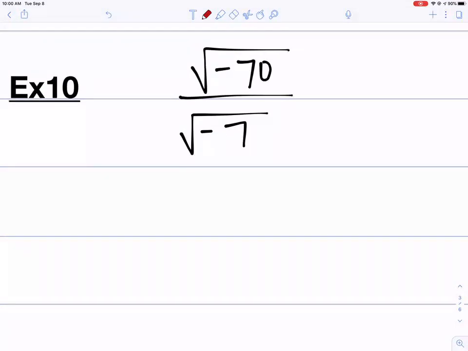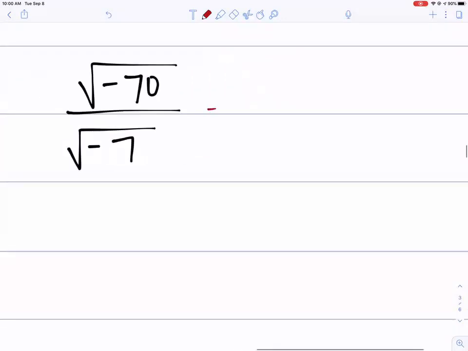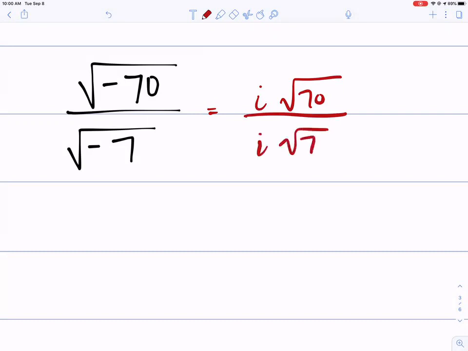All right, what's rule number 1? Negatives first. So what about the guy on top? What's that going to become? Good, i square root of 70. Now, with the 70 part, well, we'll leave it alone for right now. And on bottom? i square root of 7.